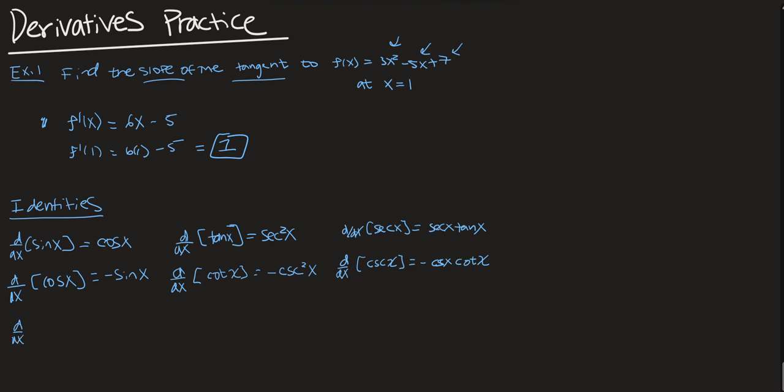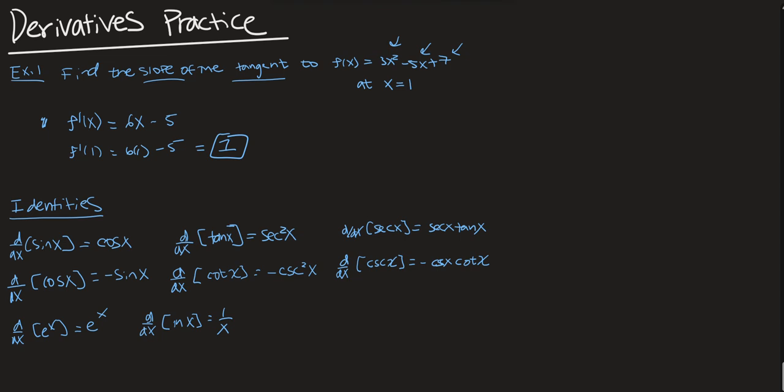I know this seems like a lot, but if you just spend 10 to 20 minutes memorizing this, they'll become like second nature to you. So the derivative of e to the x, probably the most simple derivative of all time, is just e to the x. Some more complicated identities. The derivative of natural log of x is 1 over x.